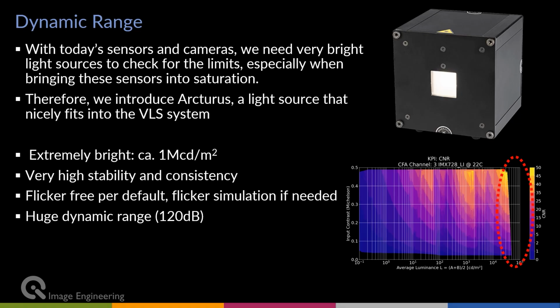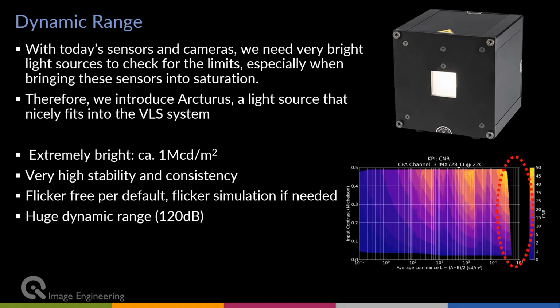And that's why we introduced Arcturus. Arcturus is a light source that works well together with the Vega light sources that you've just seen previously. It is so bright that you can actually bring automotive grade sensors into saturation. So we are at about 1 megacandela per square meter, while still being very stable and consistent.